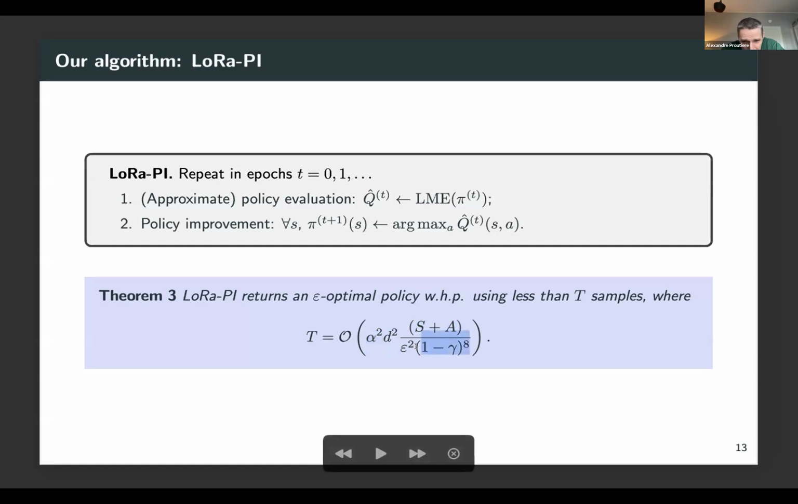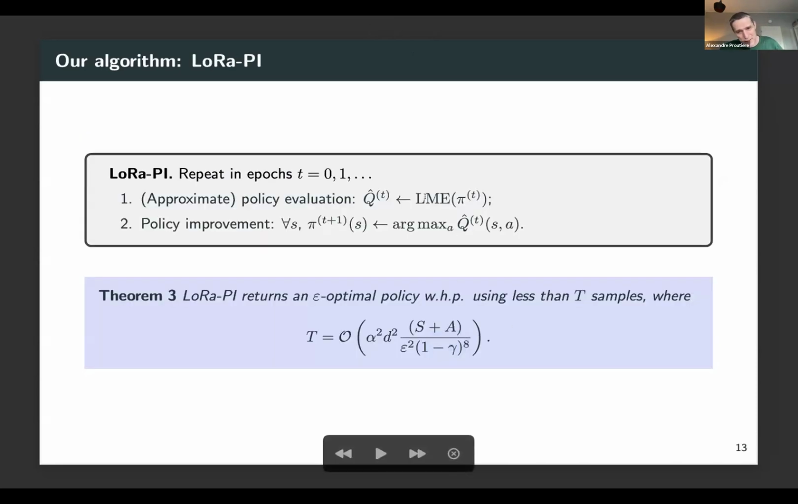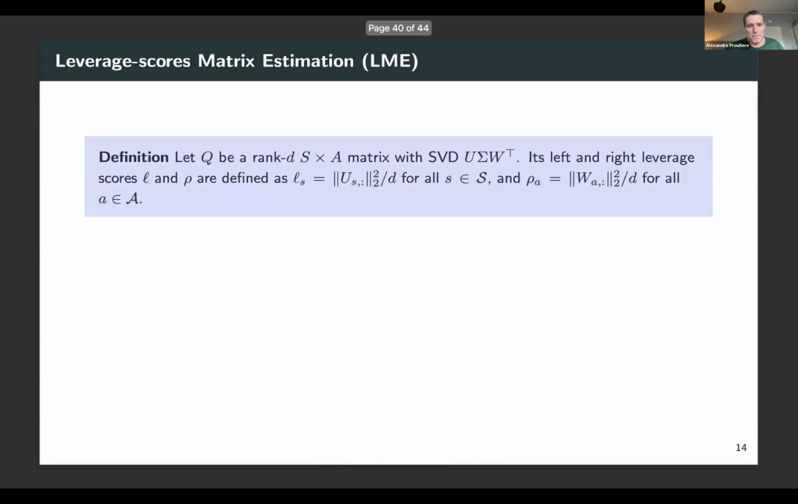For now, we are not able to tell you interesting things about the dependence on the time horizon. Here, we know that the horizon should come at the power 3, 1 over (1 minus gamma) cubed, but we don't know how to do it. Okay, I do not have a lot of time remaining, so I will tell you a little bit how we estimate the matrix Q pi.